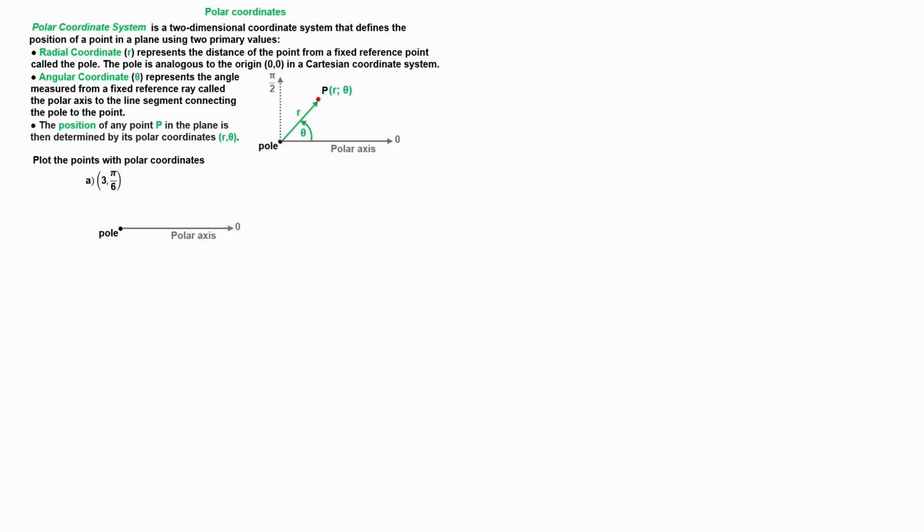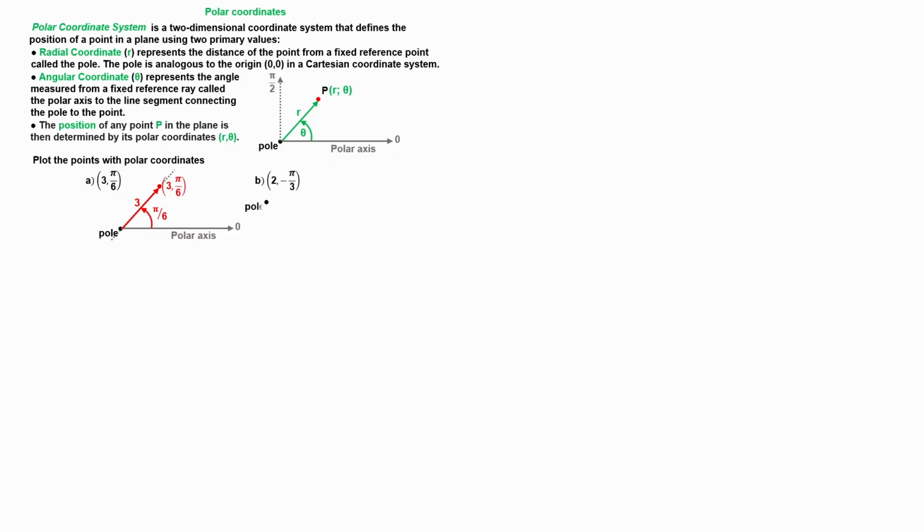Starting from the polar axis, which represents an angle of 0 radians, rotate counterclockwise by the specified angle pi over 6 radians. Draw a line segment extending from the pole along this angle. Along the line segment you just drew, measure a distance of 3 units from the pole. The location at the end of your measured distance 3 is the point in polar coordinates.